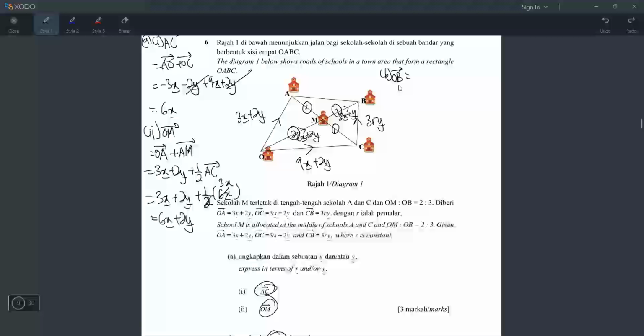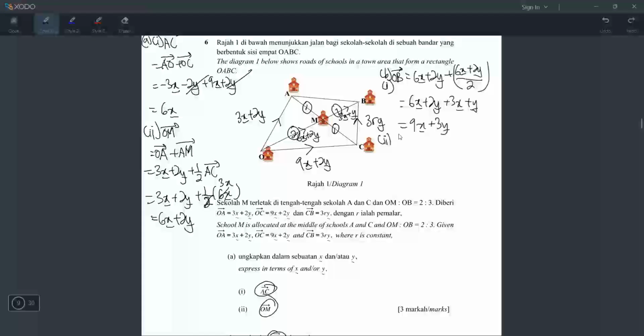And then now you can find OB already. Just take 6x plus 2y. Okay, O to B, 6x plus 2y plus with 3x plus y. And how you get the 3x plus y just now? By taking 6x plus 2y divide 2. This, right? So that's why you end up with 6x plus 2y plus 3x plus y. So the final answer is 9x plus 3y. Okay, correct. Yeah, correct. Okay, so this is question 1.